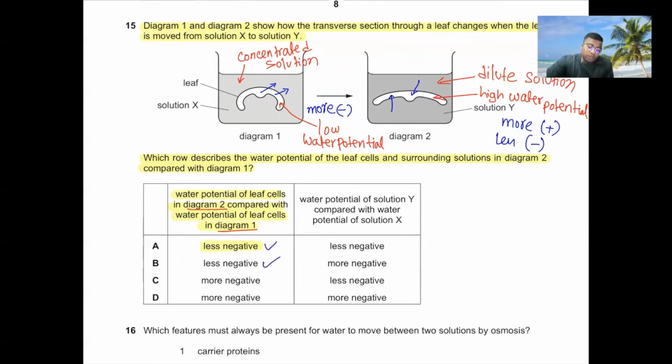Water potential of solution Y compared with water potential of solution X. The solution Y is dilute, so it will be less negative. So less negative, both parts satisfy A. 15A.